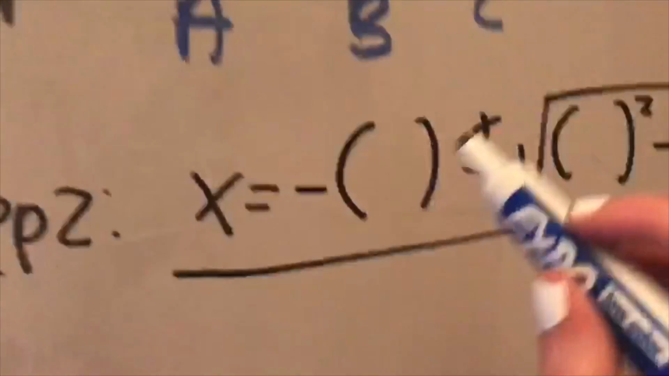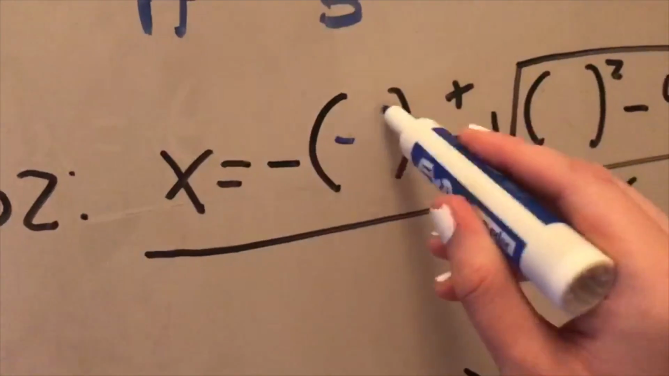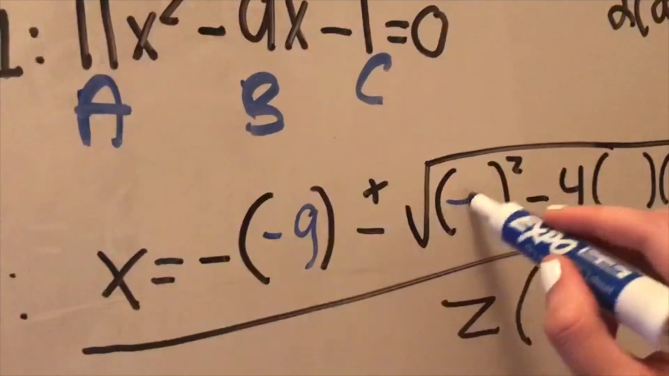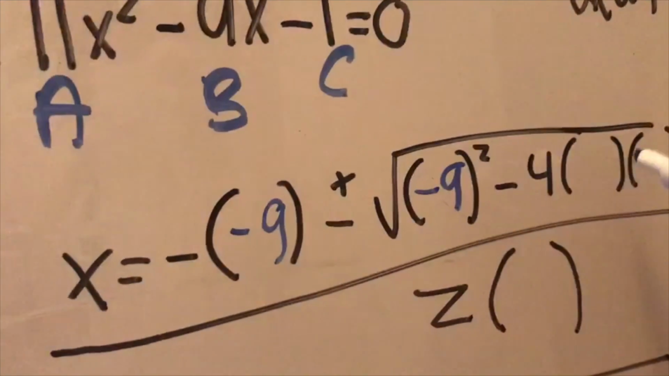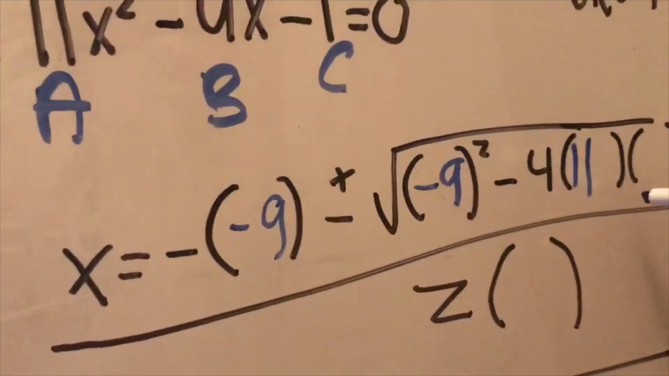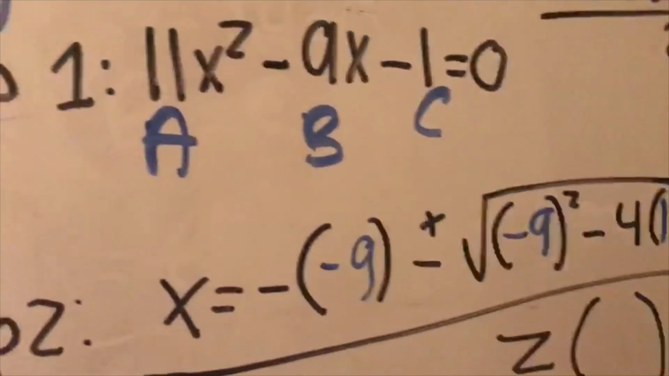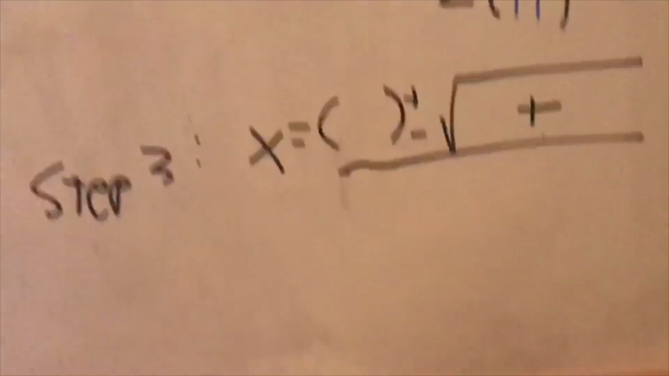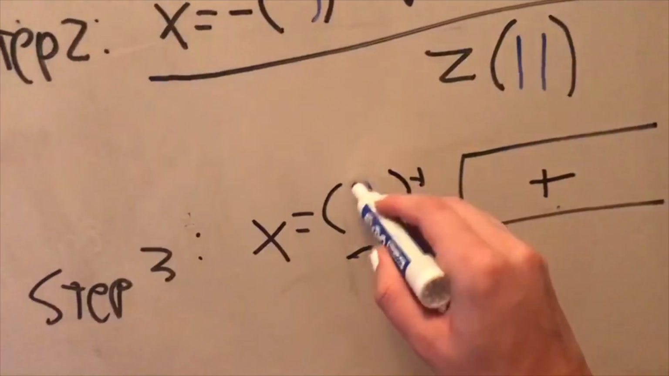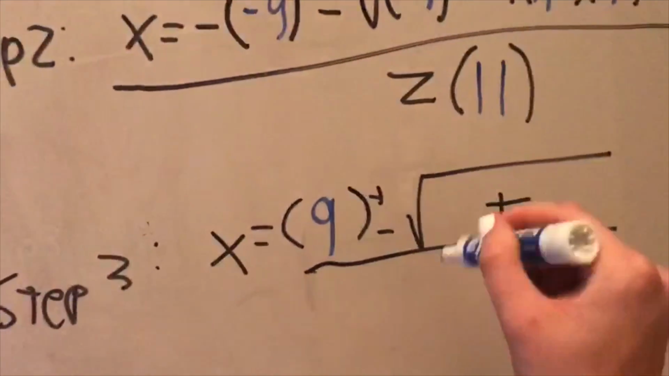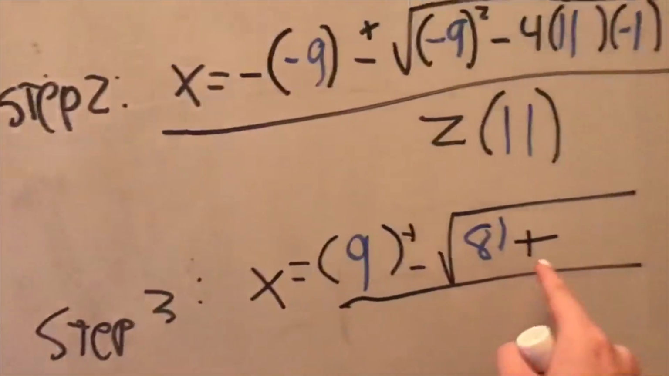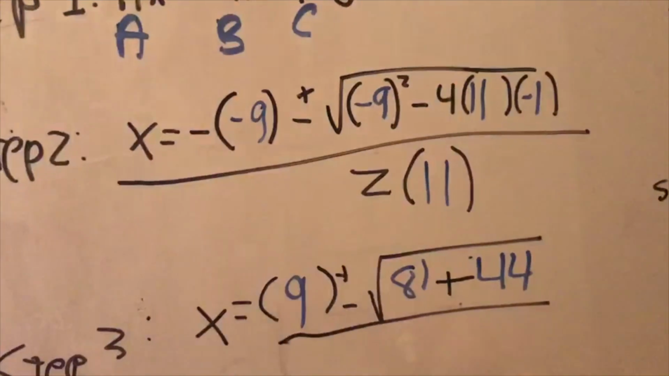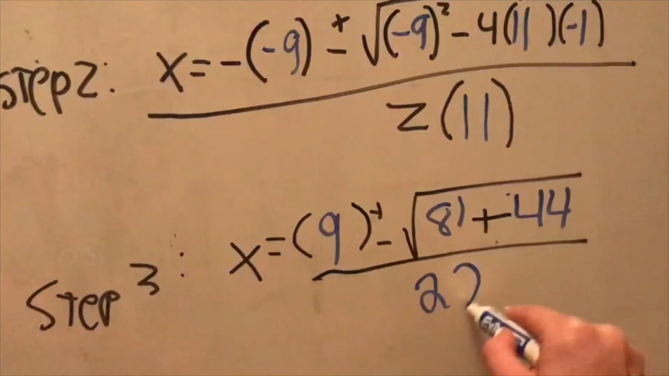So x equals negative times -9 plus or minus the square root of -9 squared minus 4, sorry, 11 times -1, over 11 times 2. So then negative times a negative is a positive, so x equals 9 plus or minus the square root of 81 plus 44. Then that is over 22.